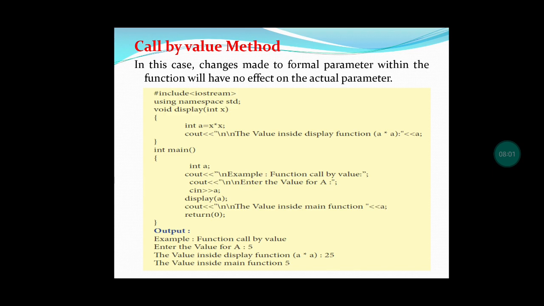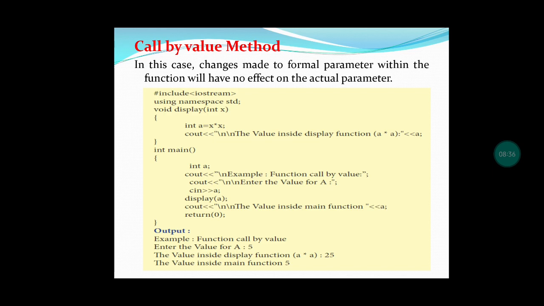In the call by value method, if you make any changes in the formal parameter, it will not affect the actual parameter. Formal parameter means it is in the function. Actual parameter means it is in the main program. Here in this example, void display of int x. Display is the function name and x is the argument. A equal to x into x, and we are printing a, that is x square.